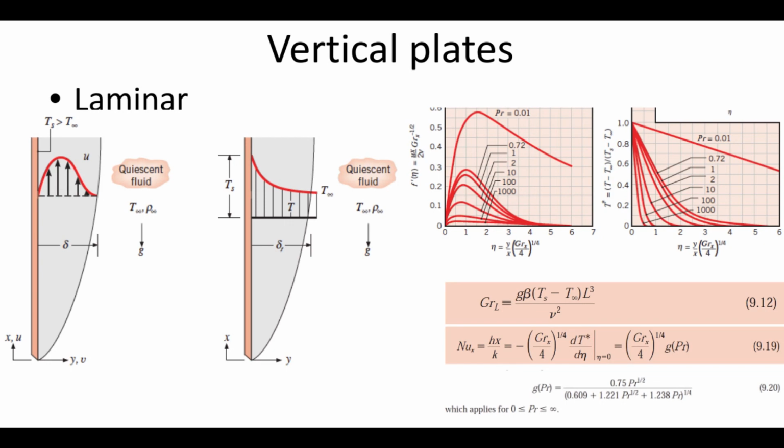The figure on the right gives us the temperature profile. It's very similar to what we have in external flow. At the plate, for an isothermal plate, it's constant. Then it decreases exponentially to the temperature of the air.